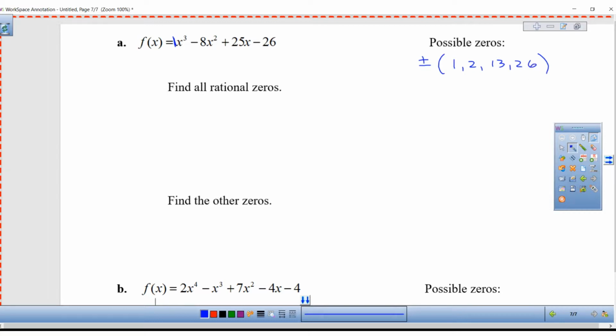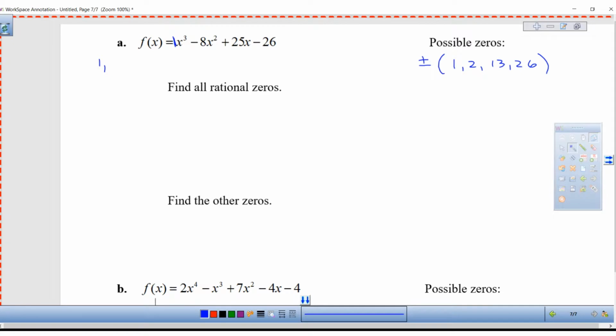Okay, now this part is just a little bit tedious. So you have to sit and plug those numbers into your calculator. So go 1, store, enter. Then go memvar, enter, raise it to the third. Minus 8, memvar, enter, x squared. Plus 25, memvar, enter. Minus 26, enter. And 1 did not work because I didn't get a 0 when I plugged it in.